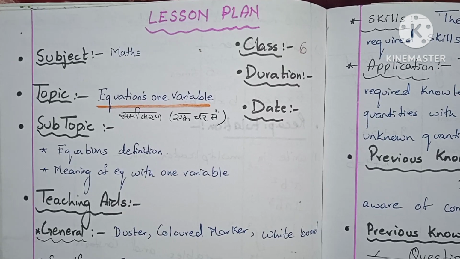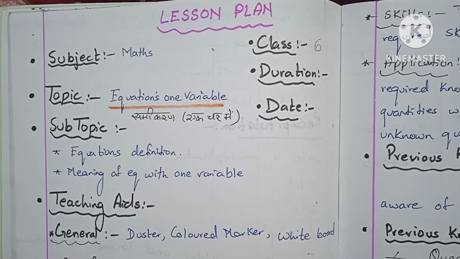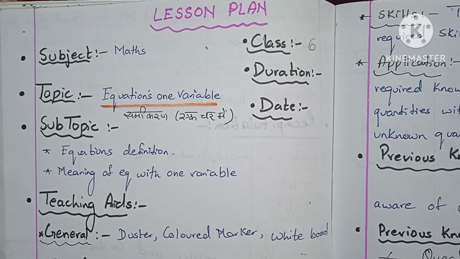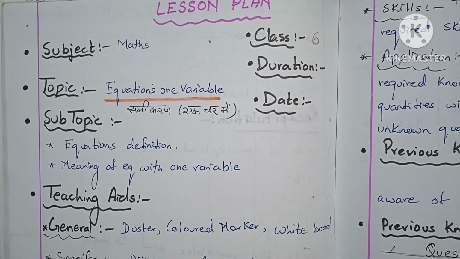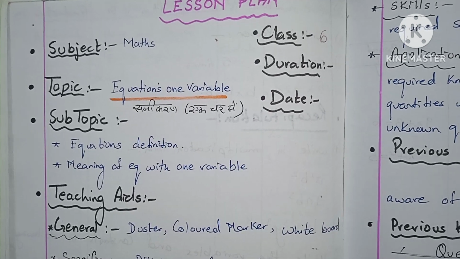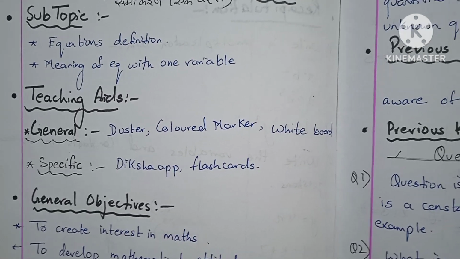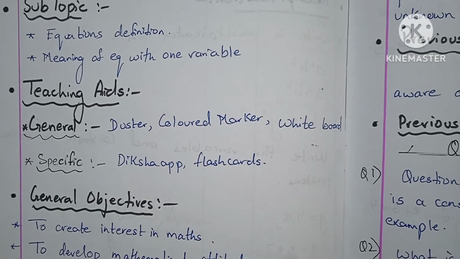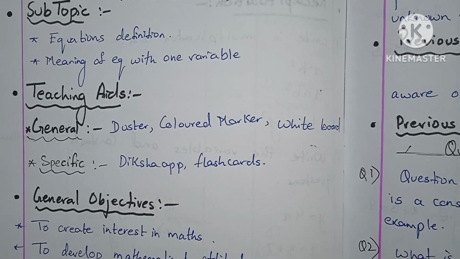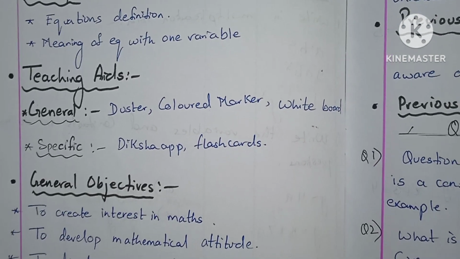This is a lesson plan on mathematics, and this is basically for class 6. The topic is equations and variables. The subtopics are definition of equation, meaning of equation with one variable. The teaching aids are, in general aids we have got duster, color marker, whiteboard. In specific aids we have got Diksha app and flashcards.